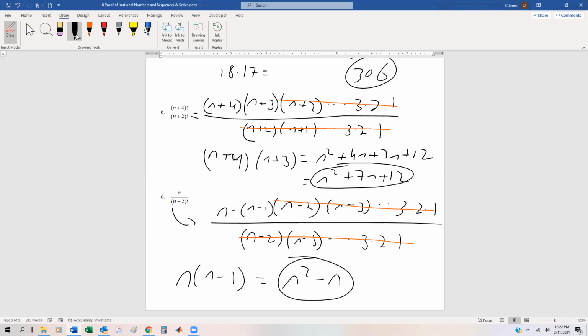Right. So that's how we can work with factorials and simplify them. And we're going to need to make sure that we can work with factorials as well as sequences and series when we start our next section, which is going to be proof by using mathematical induction.